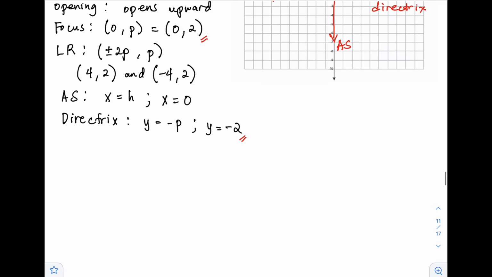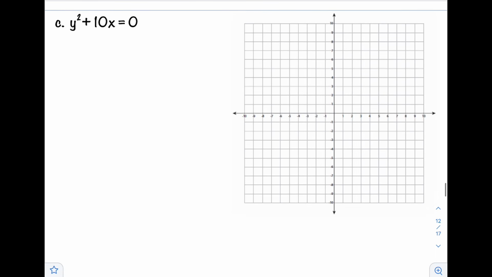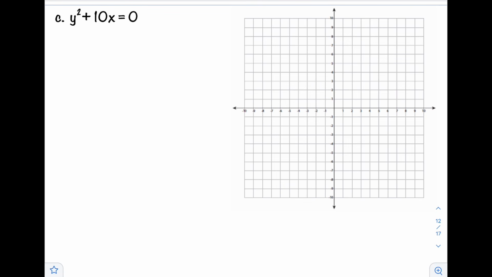So, next, let's have example letter C. y squared plus 10x equals 0. So, i-rewrite muna natin to standard form. That is y squared equals negative 10x.